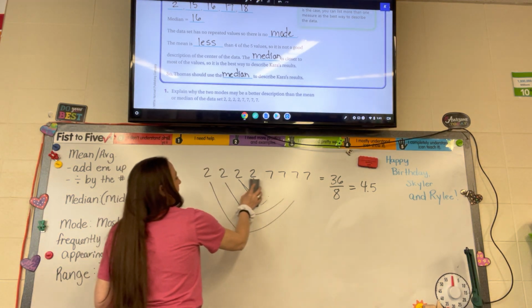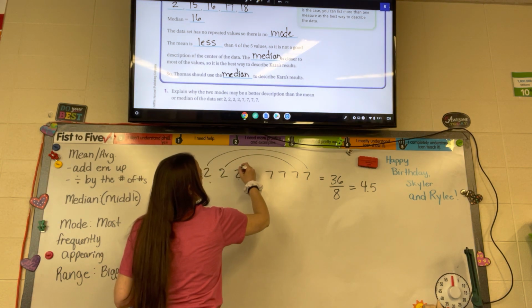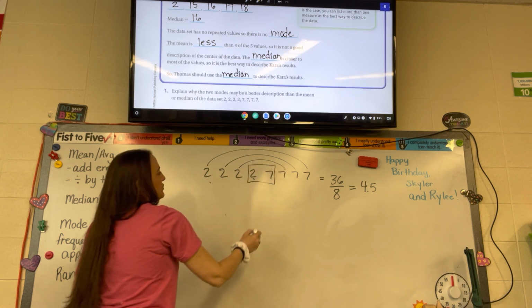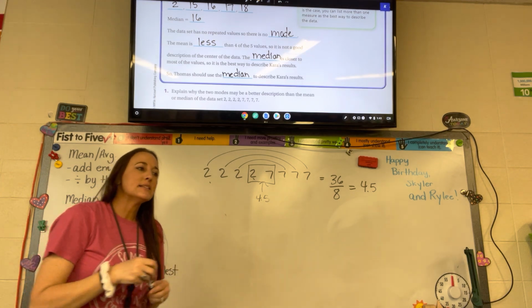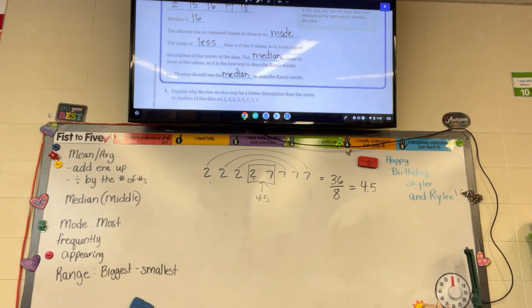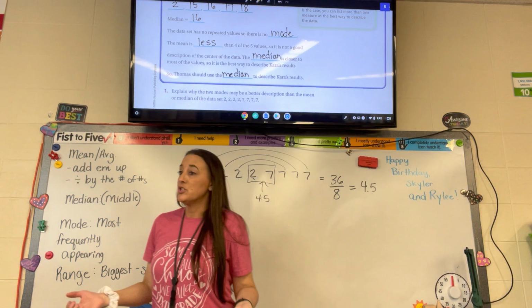Then if we do the median, we've got a rainbow. That goes with that, that goes with that, that goes with that. The average of 2 and 7 again is 4.5. So in this set of data, the median and the mean are both 4.5. So the mode though, it has 2 modes. It has 2 and 7. The best way to describe this data would be with the modes 2 and 7.